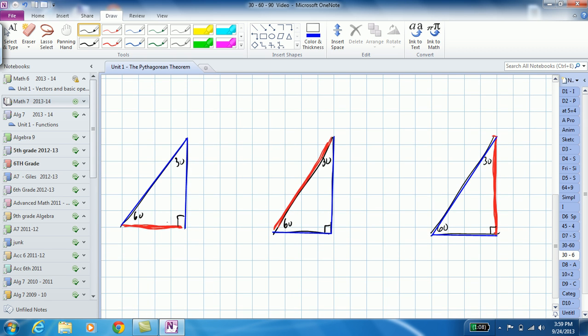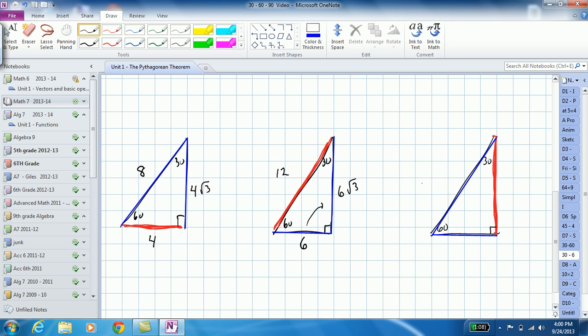If you're given the short leg, let's pick any length. It could be 4. If that's the a, you double it to get the hypotenuse, which would be 8, and you multiply the short leg by root 3 to get the long leg. That's fairly easy. If you're given the hypotenuse, let's suppose the hypotenuse was 12. You would take half of it to go to the short leg, so that would be 6, and then you would multiply by root 3 to get the long leg.